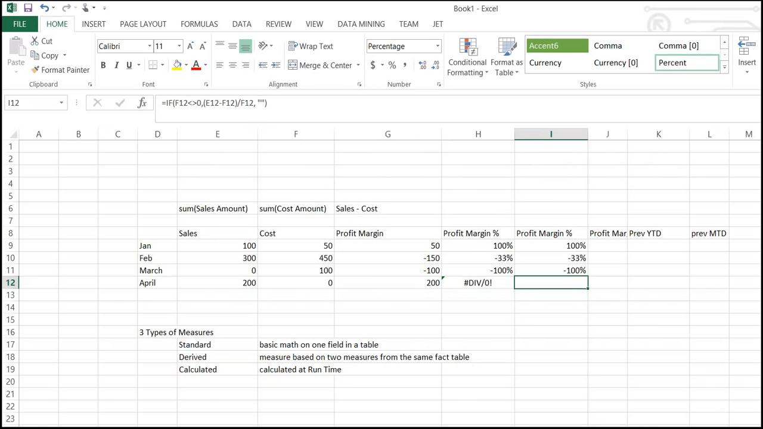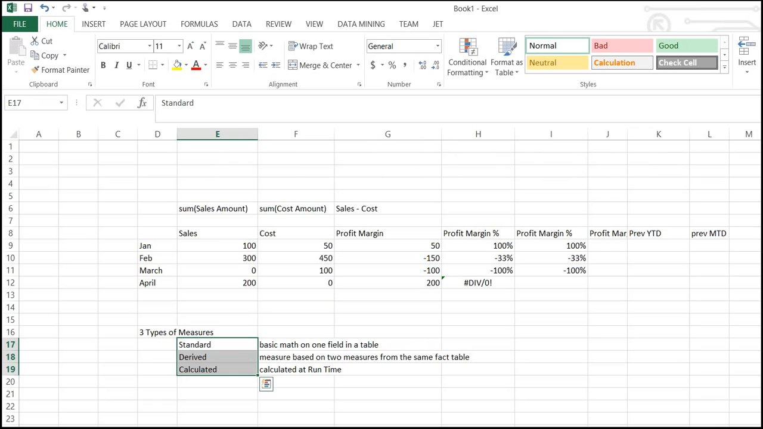So let's take a minute and talk about our three types of measures: standard, derived, and calculated. A standard measure is a measure that's based off of math on one field in a table. So if you imagine your sales transaction table, well, if I want to know what total sales are for, let's say, across months, well, total sales is the sum of a field on the fact table called sales amount. And similarly, if I want to have a measure in my pivot table for cost, I have to have a measure defined in my cubes, and that measure is going to be the sum of a field called cost amount. And that, again, is an example of a standard measure.